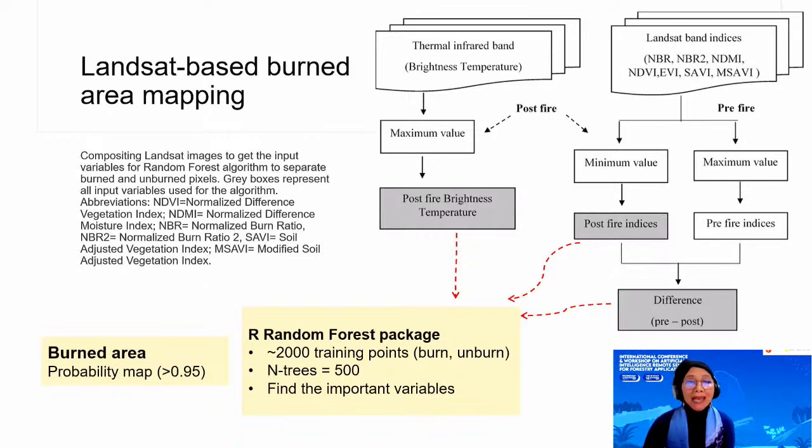We collected 2,000 training points from the images for each year of interest. And then we also investigate the most important variables, because this package also allows us to get it. And then for the final burn area map, we selected the probability map greater than 0.95.